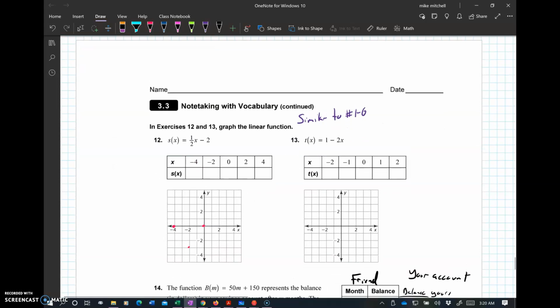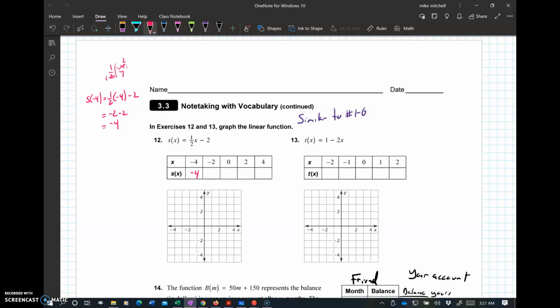Over here, this is similar to what we did on number 1 to 6, but we're going to graph these. Okay, so we got x is negative 4, so I'm going to start off with s of negative 4, and you're going to probably need scratch paper again here, equals 1/2 of negative 4 minus 2. You can use your mind and think of this. Half of 4 is 2, so half of negative 4 is negative 2 minus 2. You could also do your reducing. This reduces with this, 1 and 2. 1 times negative 2 is negative 2. We end up with negative 4.